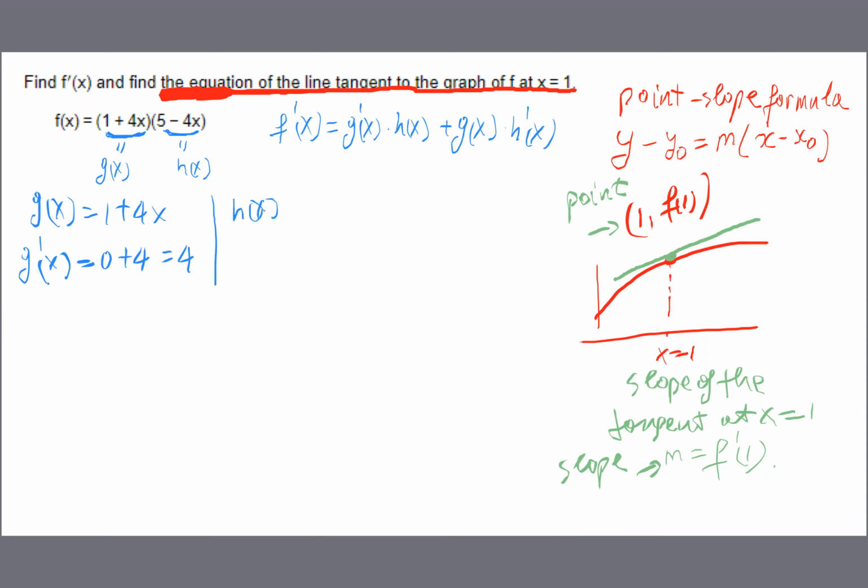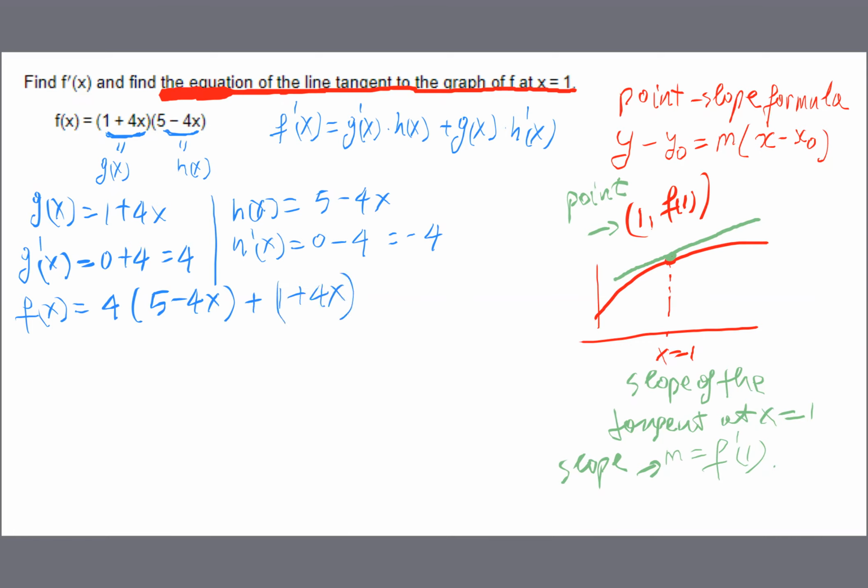h of x is 5 minus 4x. h prime of x is 0 minus 4 equals negative 4. Then f prime of x is g prime of x, which is 4, times h of x, which is 5 minus 4x, plus g of x, which is 1 plus 4x, times h prime of x, which is negative 4.